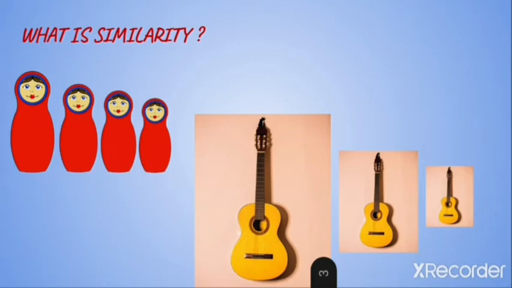Now look at the picture of Gita. You can see all the pictures of Gita are same. But what is the difference? The difference is of their sizes. All these examples are the examples of similarity.